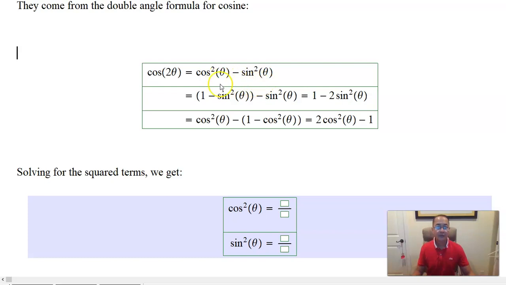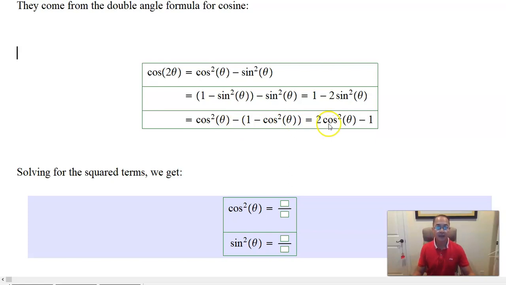We are going to convert this formula into an expression involving only sine or only cosine by using the Pythagorean identity. Cosine squared is 1 minus sine squared. So subtracting another sine squared, we get 1 minus twice sine squared theta. Similarly, if we replace sine squared by 1 minus cosine squared, this one's a little trickier. Distribute the minus, so we get a minus 1, and we get the plus cosine squared, so we get 2 cosine squared theta minus 1.